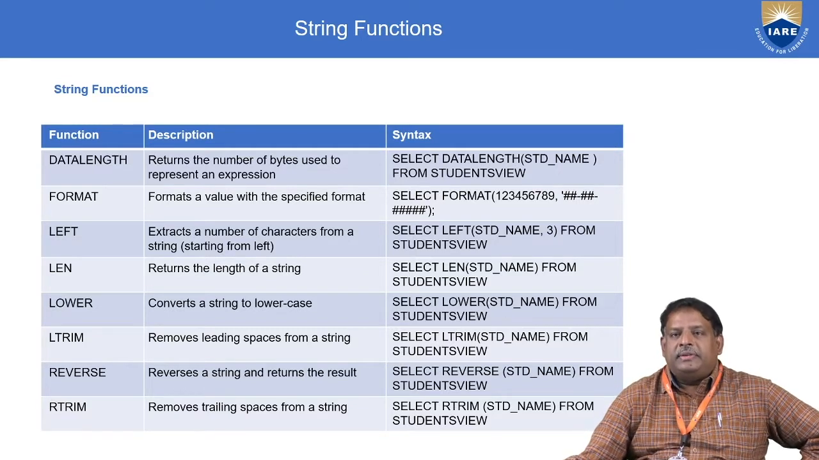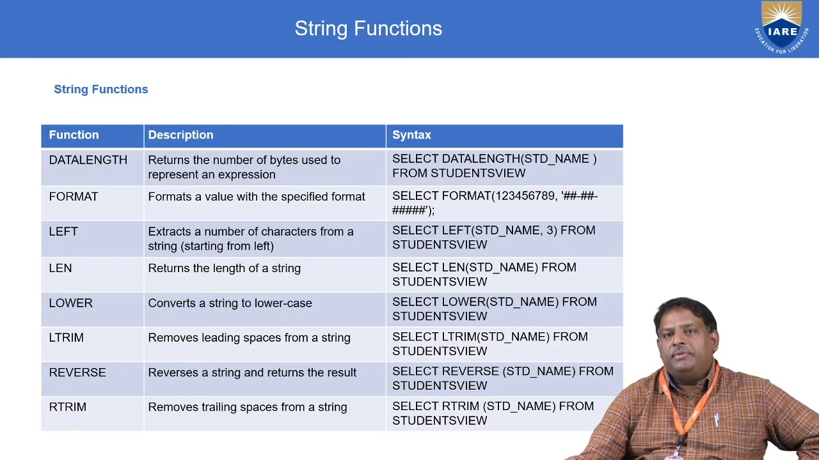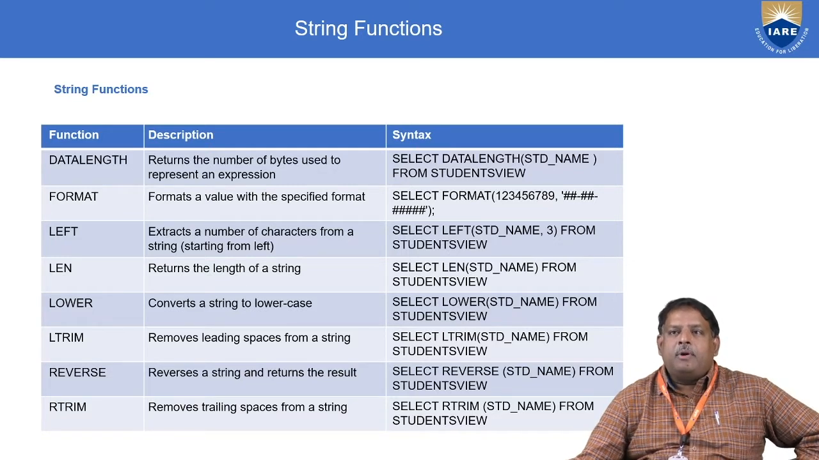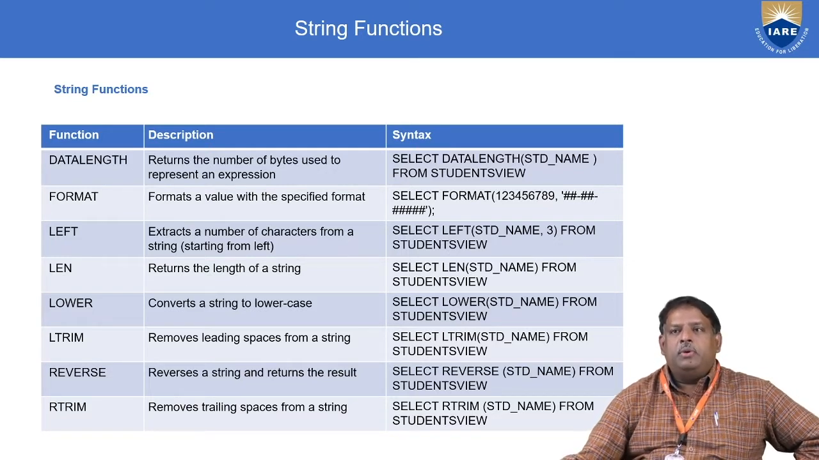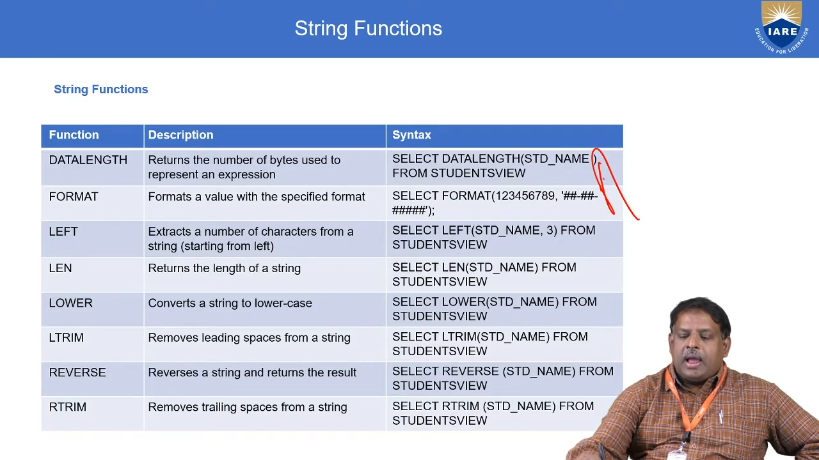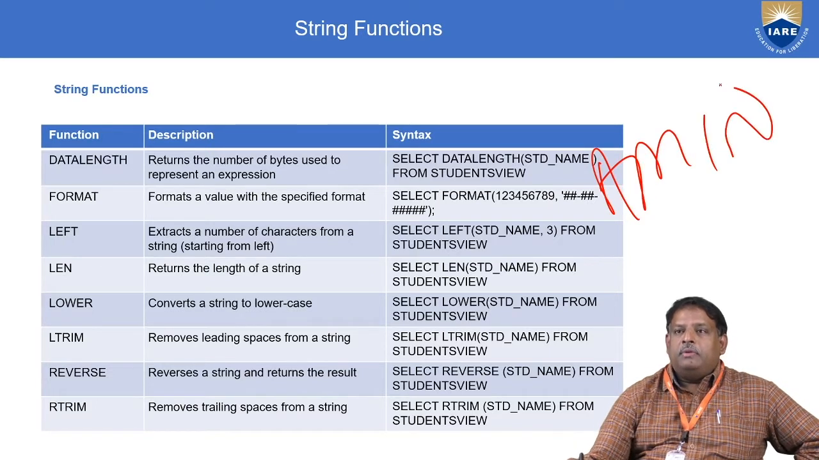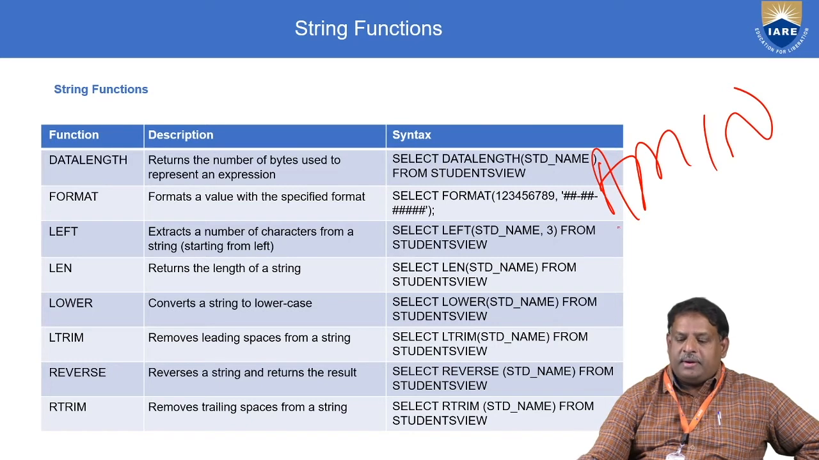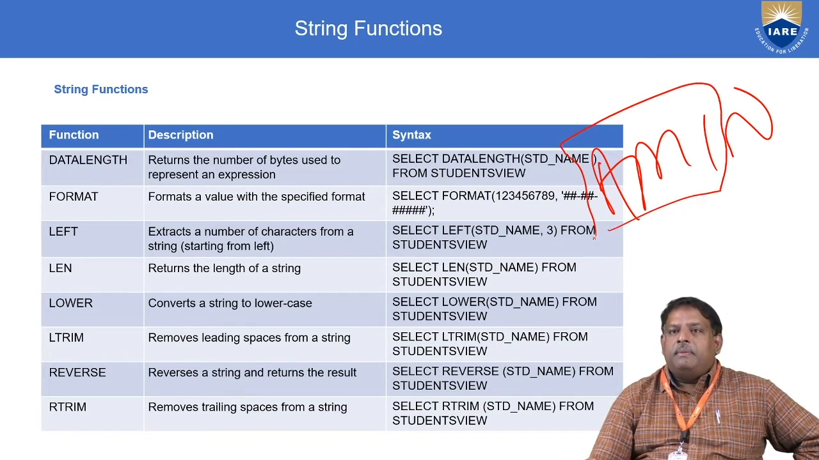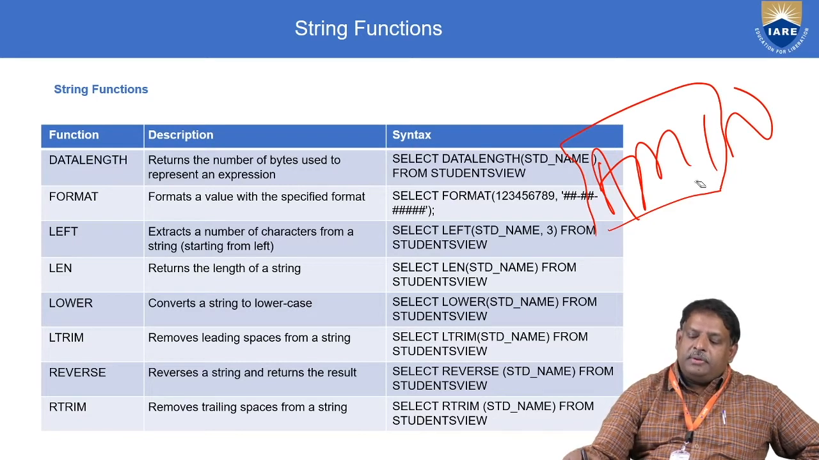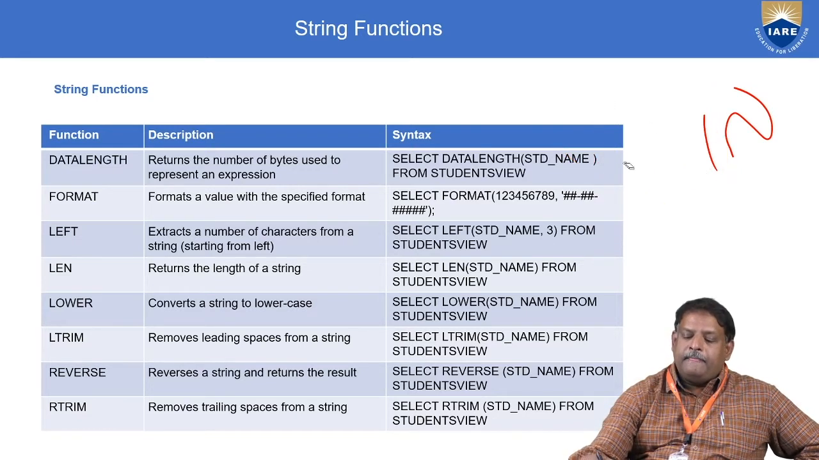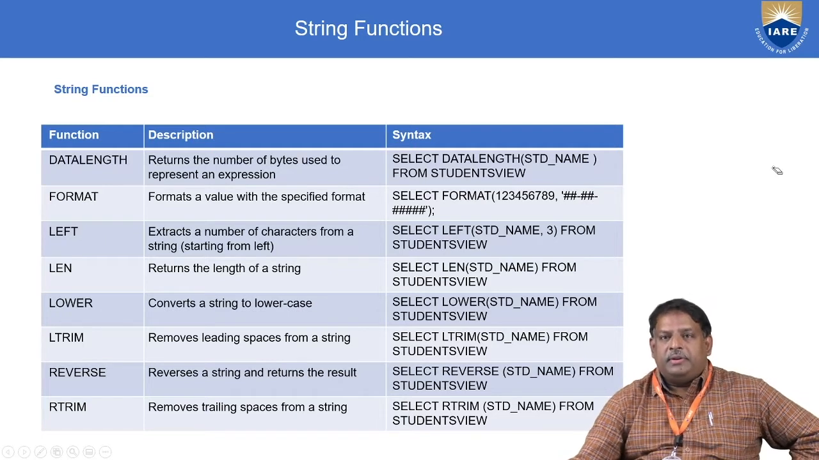The LEFT function extracts a number of characters from a string, starting from the left. Select LEFT of std_name, 3 from the student view. When my name is like Amin, starting from the left, 3 characters will be extracted. It is AMI. These 3 will be extracted from the string std_name. This is the LEFT function.